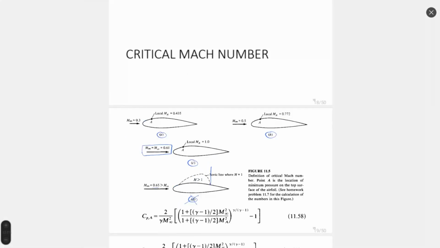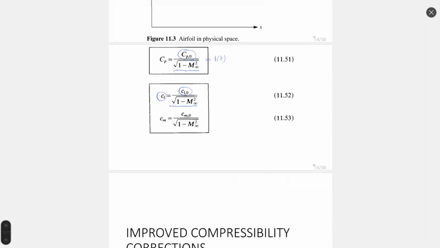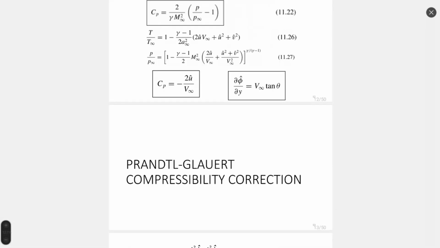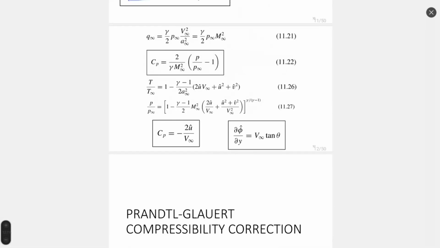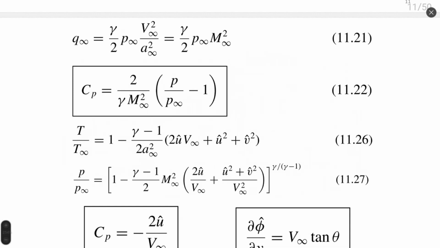Equation 58, we already had before. Let me see where. Maybe I will not find it. It's right here, equation 22. Pressure coefficient written in terms of Mach number and pressure ratio.